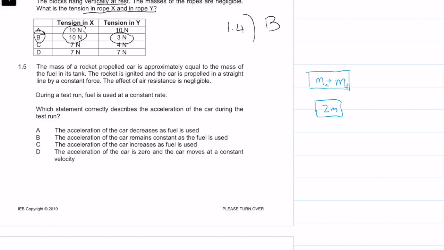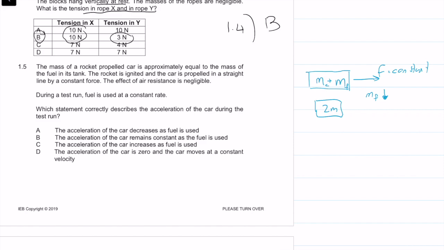The rocket is ignited and the car is propelled in a straight line by a constant force. So F equals constant, and we can ignore air resistance. During the test, fuel is used at a constant rate. So the mass of the fuel must therefore be going downwards.